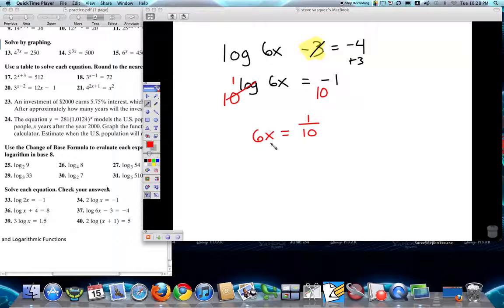I now need to solve for x, so I'm going to divide by 6, which means over here I also need to divide by 6. So it's like multiplying by 1/6. We've got x is 1 over 60. Again, the reason why I have a 10 on the bottom is because that negative 1 means negative exponent, move it to the bottom.